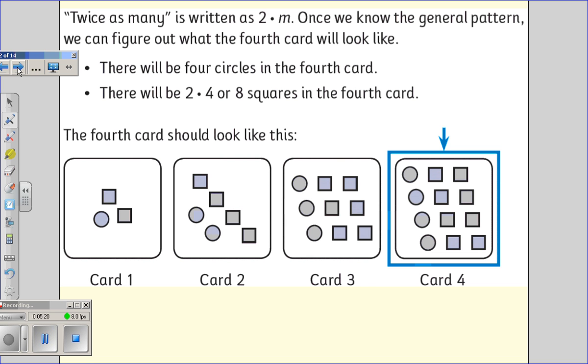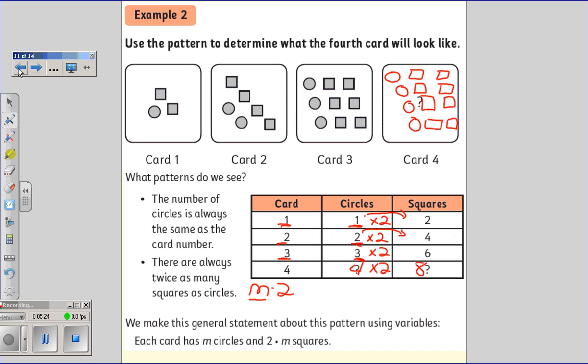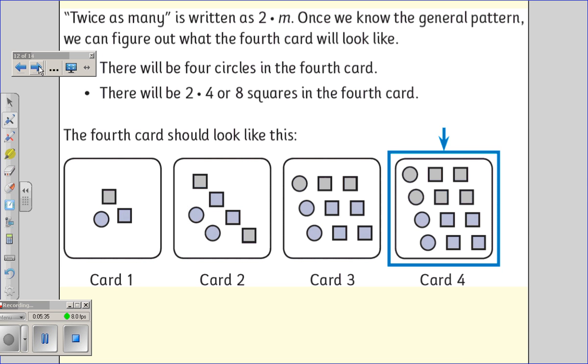Twice as many. One way that we could talk about the changes between circles and squares would say that there are twice as many squares as circles. Twice as many can be written as 2 times a number. In this case, we used M as a variable. Here is the way that they put in the circles and squares.